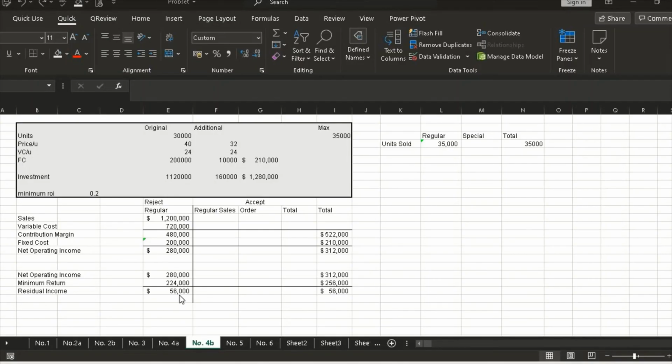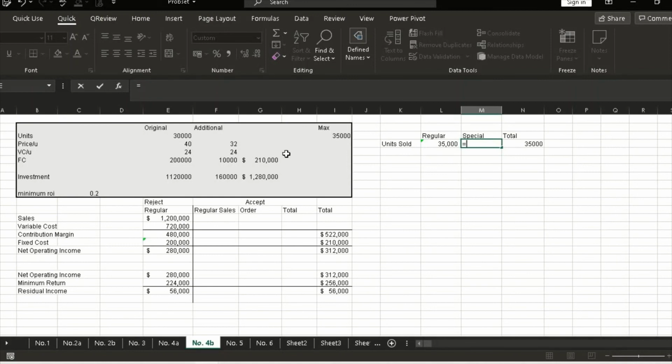To calculate the number of units to be sold at the price of $32, we're going to use the formula we computed earlier, that is contribution margin of 522,000 minus the contribution margin per unit of the units sold at $40 multiplied by the maximum capacity, which is 35,000, all over the difference between the contribution margin per unit of the units sold at $32 and the contribution margin per unit of the units sold at $40.